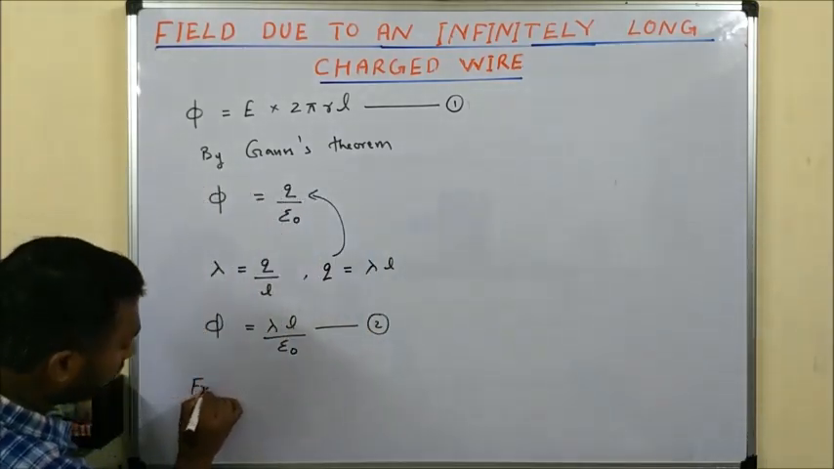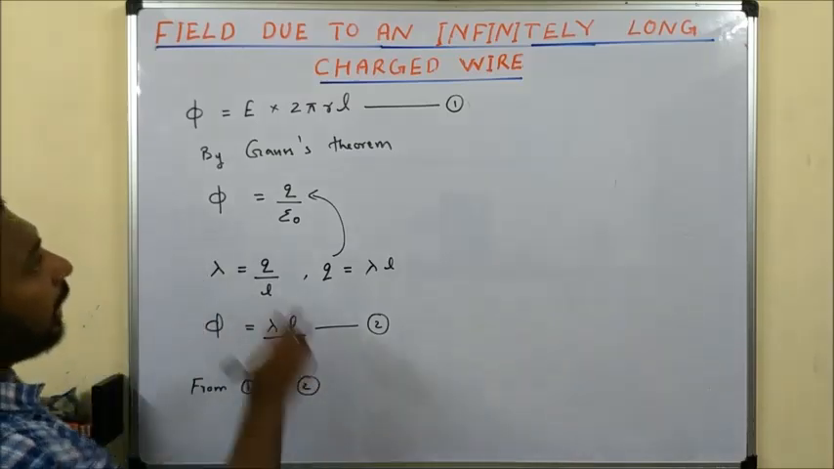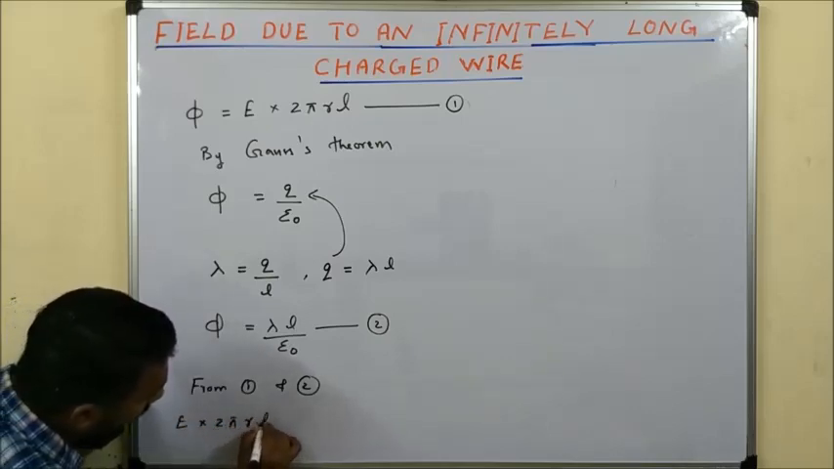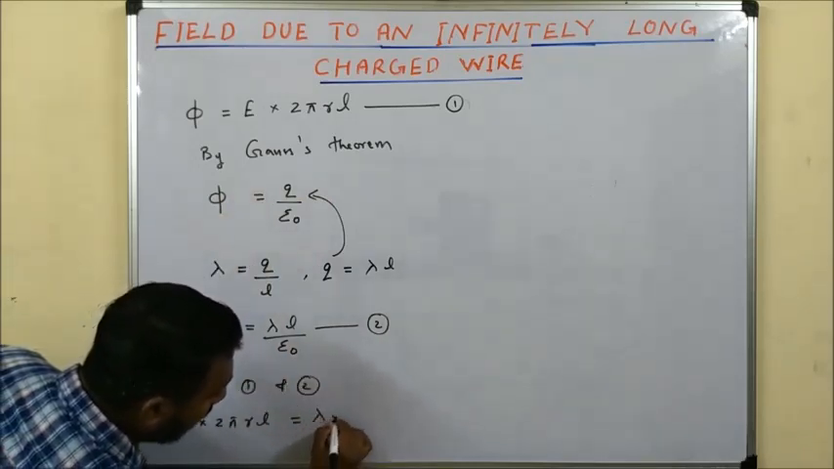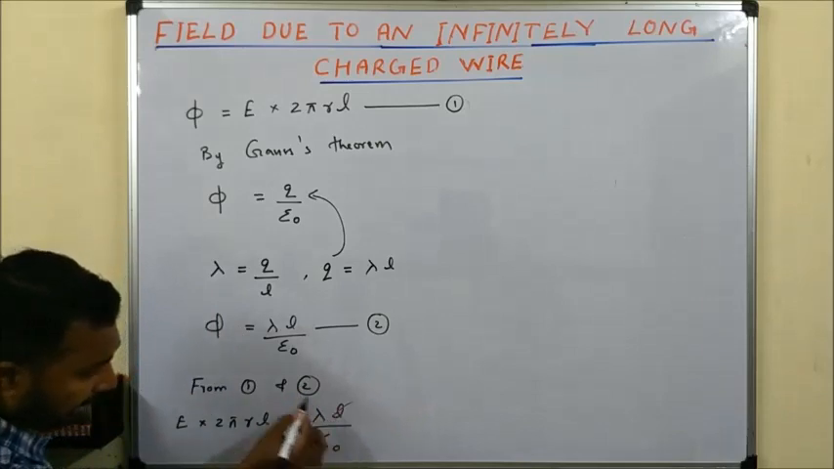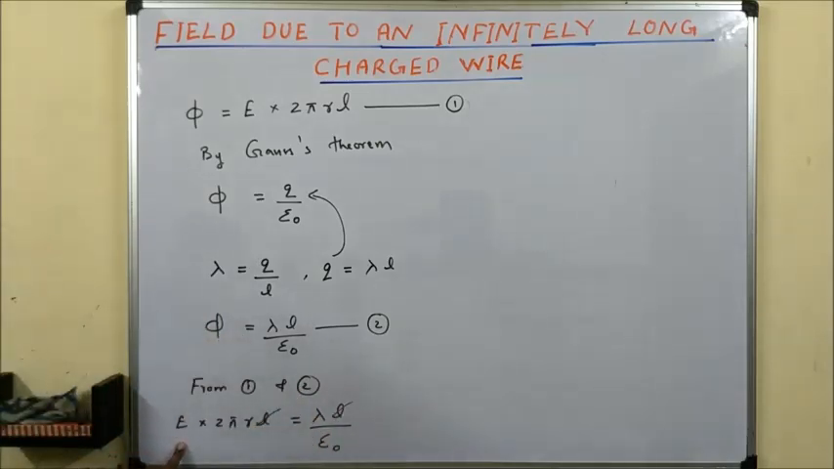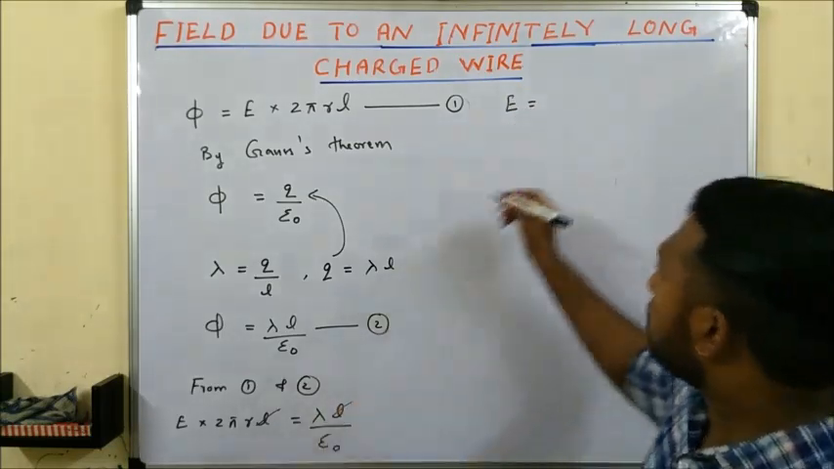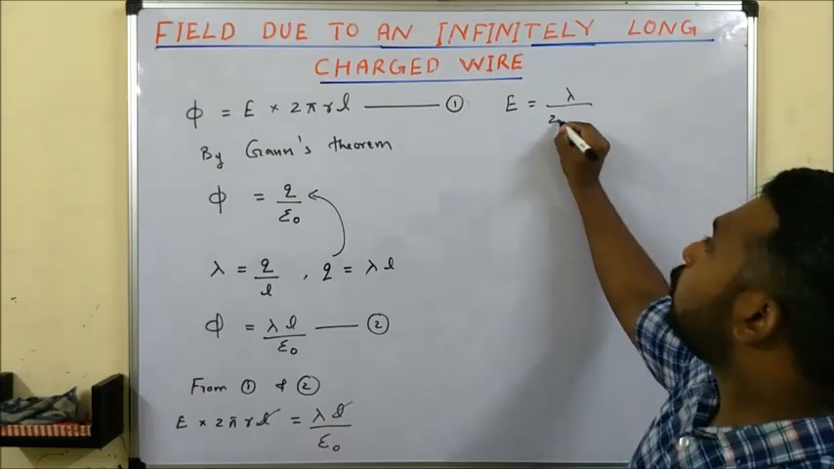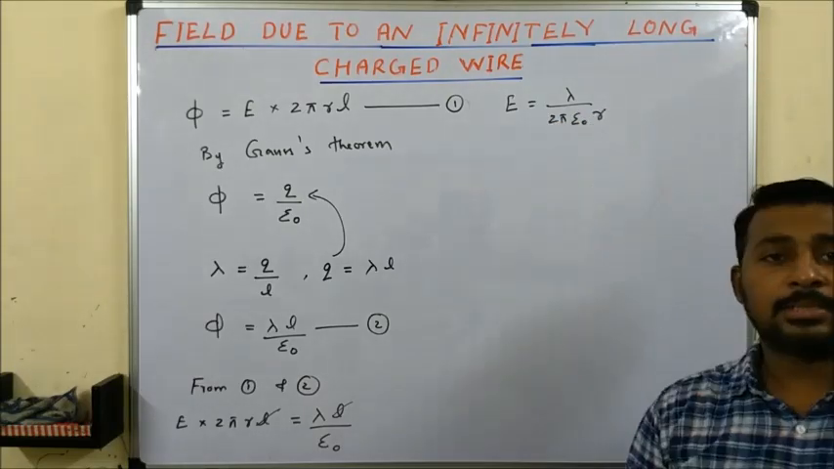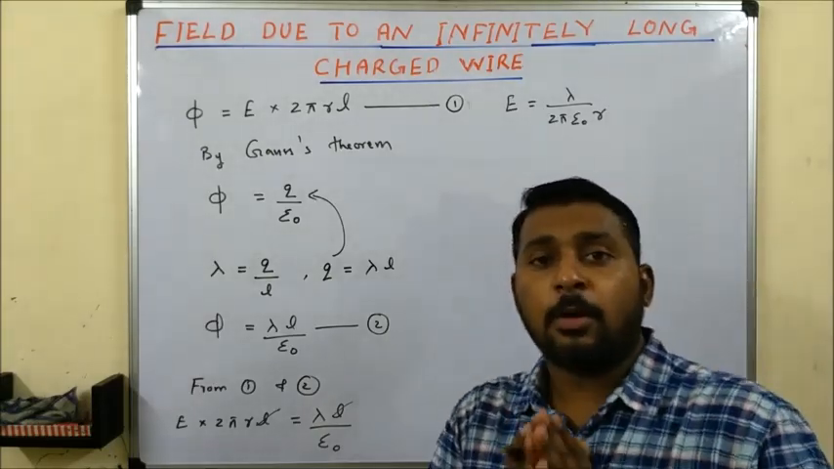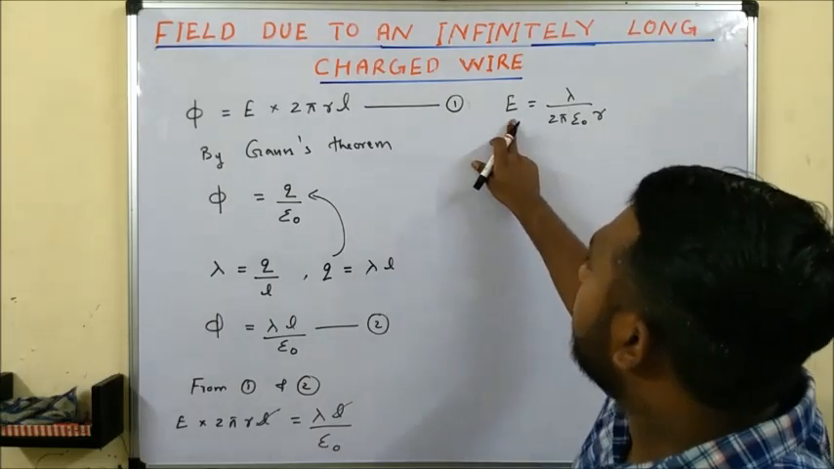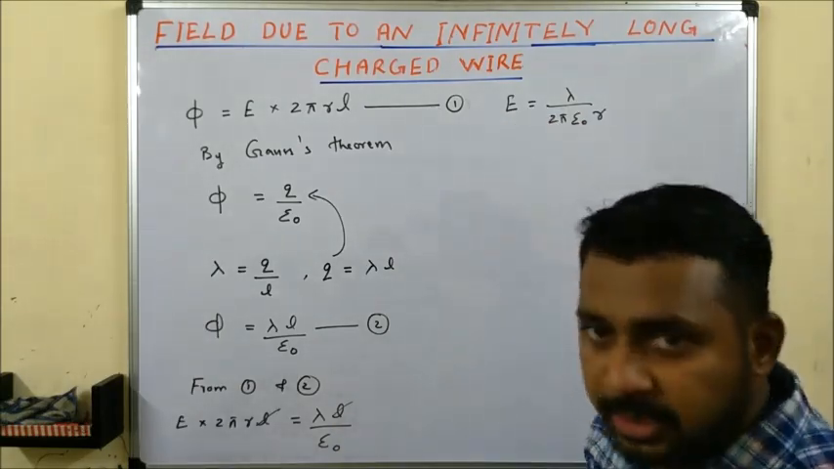From equation number 1 and 2, the RHS of 1 is equal to the RHS of 2, that is E into 2 pi r L is equal to lambda L divided by epsilon naught. Here L and L you can cancel, and finally rearrange. Because you are calculating the electric field, E is equal to lambda divided by 2 pi epsilon naught R. This is the electric field at point P, the electric field due to a line charge, an infinitely long wire, given by this equation.